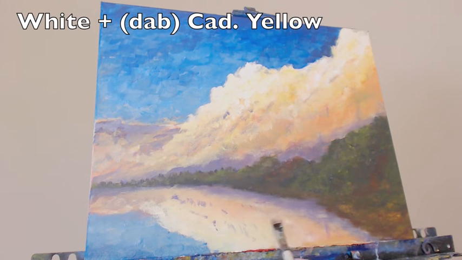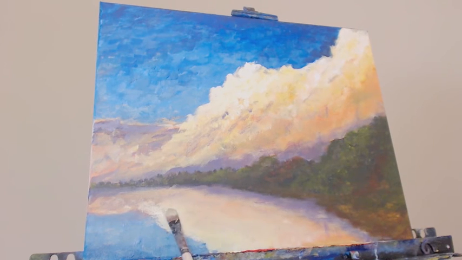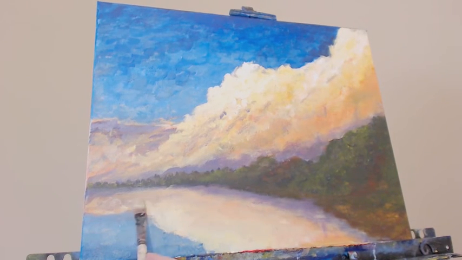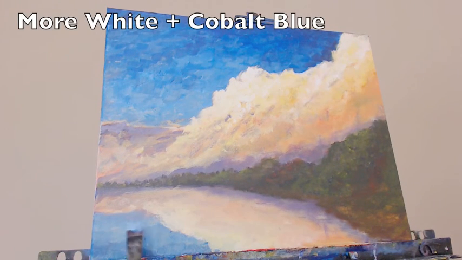I didn't quite get it right, so I'm going to take some of that white, go over top of it, blend it together, and try again. Paint is very forgiving that way. If you don't quite like it, you can always go back and make some adjustments to it, and it'll look fantastic when you're done. Taking some lighter blue here, more white this time, mixing it together.